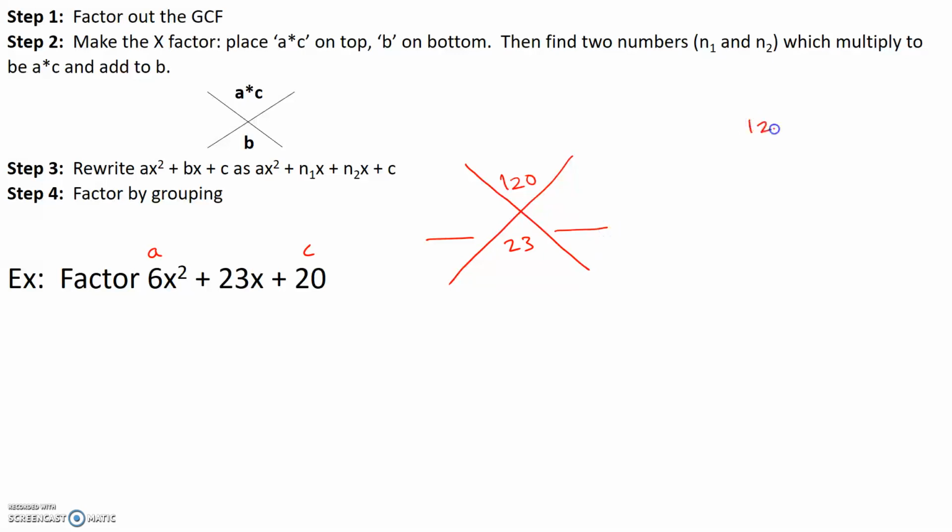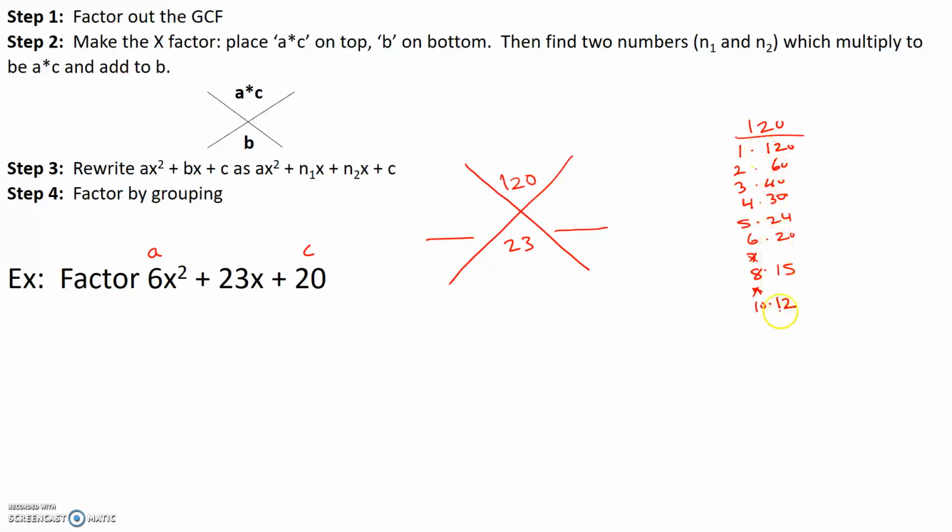Now 120 is a large number, so it's very important we once again start with 1. There's 1 and 120, there's 2 and 60, there's 3 and 40, there's 4 and 30, there is 5 and 24, 6 and 20, 7 doesn't go into 120, 8 does, there's 8 and 15, 9 does not go into 120, 10 does, there's 10 and 12, and that's it.